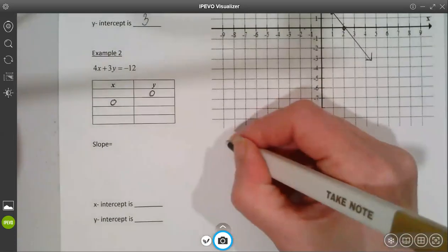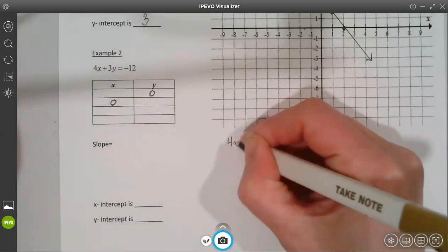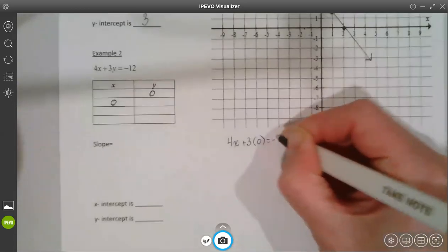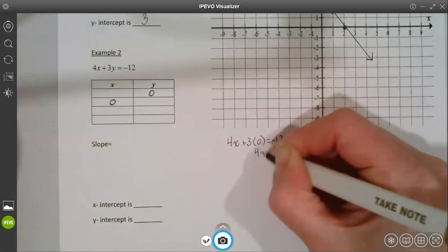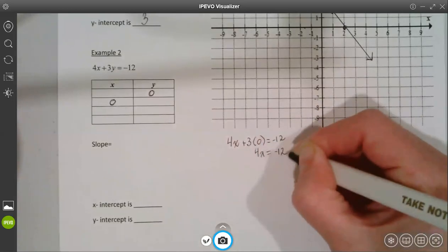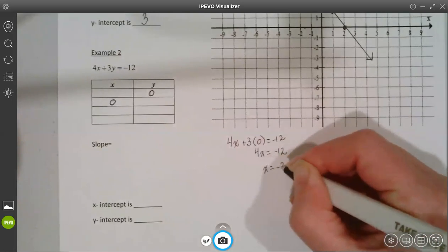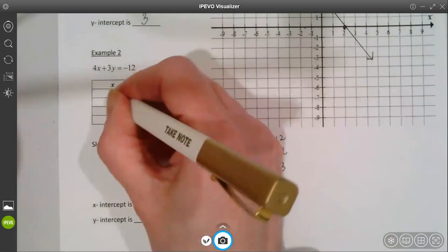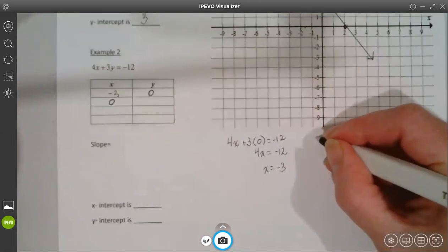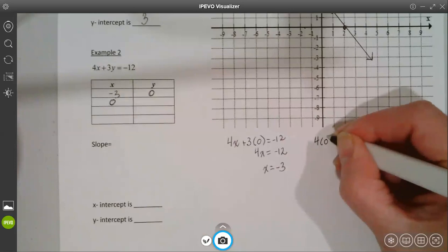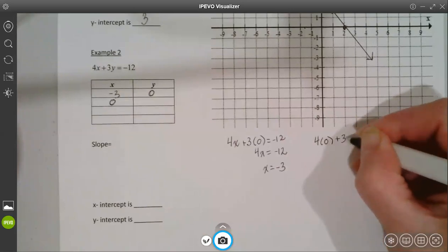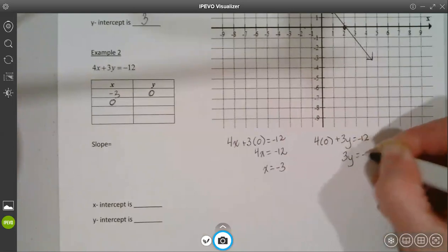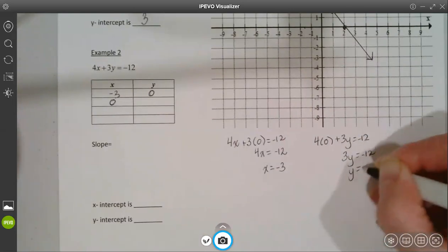Okay, so when y is equal to 0, we'll have 4x plus 3, replace y with the 0, equals -12. Clean up the equation. We have an equation in one variable. Divide both sides by 4 so that x is equal to -3. And for the next one, we are going to replace x with the 0 and we're going to solve for y. So we're going to get 3y equals -12. So y is equal to -4.